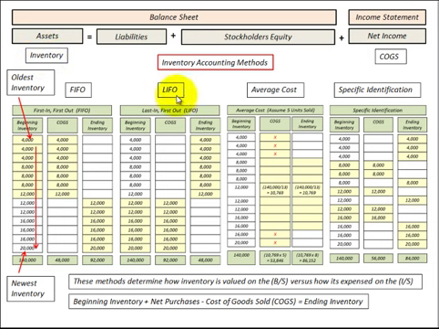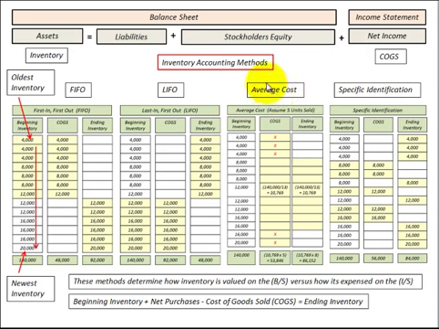And then for our LIFO, this is where we used our newest inventory first. So our cost of goods sold on the income statement would include those newest inventory costs, and those would be a more current cost. Now what was remaining in our ending inventory would be our oldest inventory, and that would be included in our inventory account on the balance sheet, and those would be the older inventory costs.